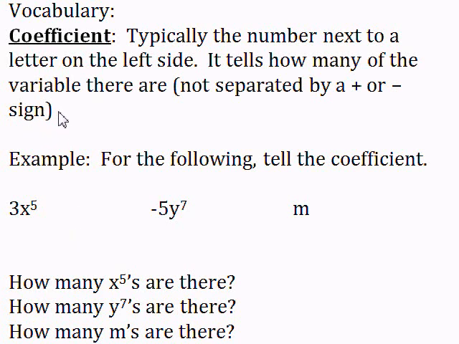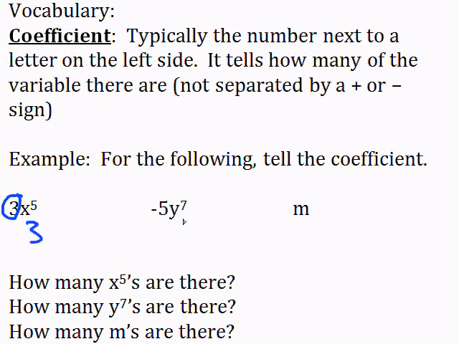which is the word coefficient. The coefficient is typically the number next to a variable on the left side. It tells us how many of the variable there are, the ones not separated by a plus or minus sign. For example, for the following, tell the coefficient. For 3x to the fifth, the coefficient is the number next to x to the fifth on the left-hand side, and it's a 3. So the coefficient for the first one is 3.